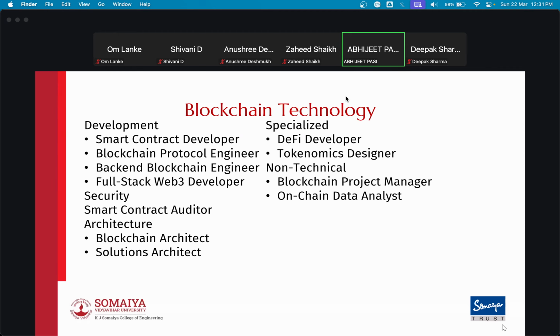When it comes to a specialized role, you can go with a decentralized finance developer for the banks or any financial organization. You can always look for tokenomics designers, and then you can go ahead with blockchain project manager or on-chain data analysis. These are some job roles that you can look for.